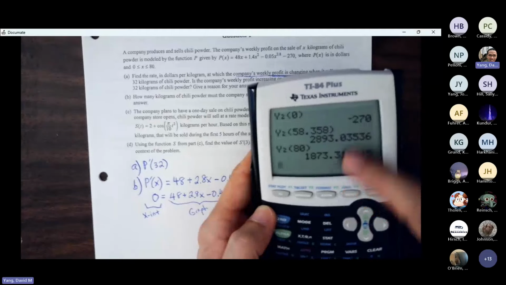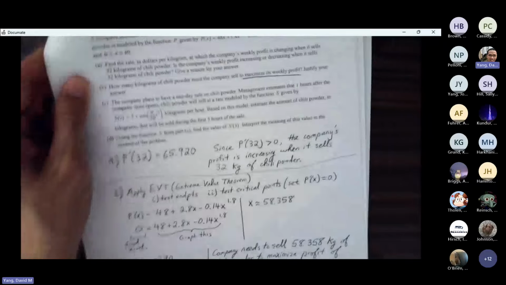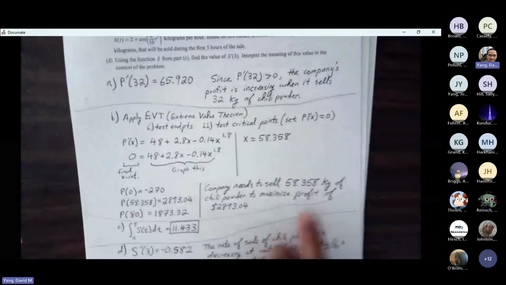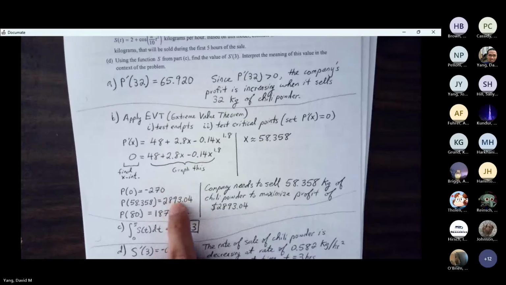Okay, so between these three, our largest value is 2893. So we can say the company needs to sell 58.358 kilograms of chili powder to maximize the profit at 28.93 and 4 cents.